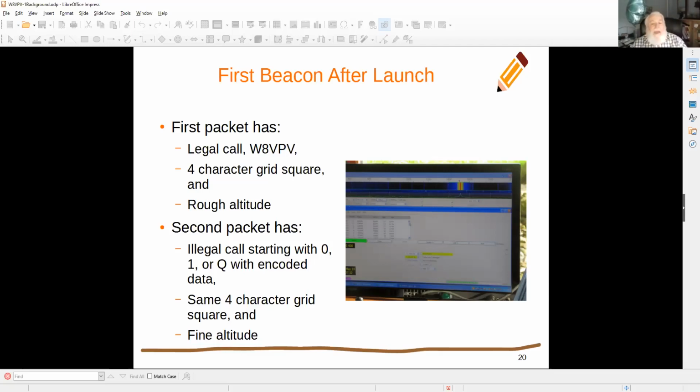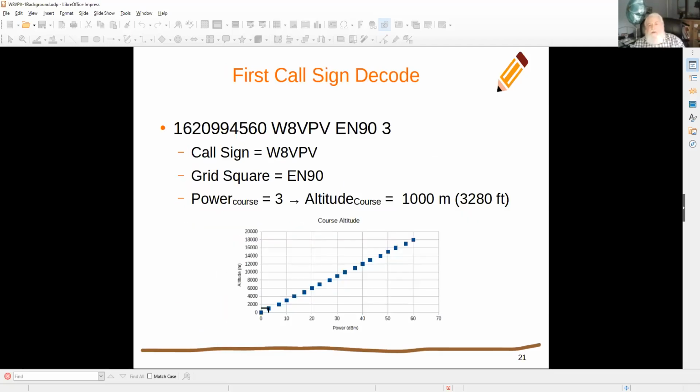Then we send the same 4-character grid square that we sent with the first packet, even if we were actually in a different grid square, or maybe a different 6-character grid square. You're using the 4-character grid square along with the time to indicate that this is the second packet. And then the power here is a fine adjustment on the altitude, which I think might be to the nearest 30 meters.